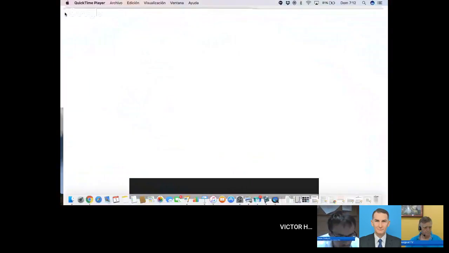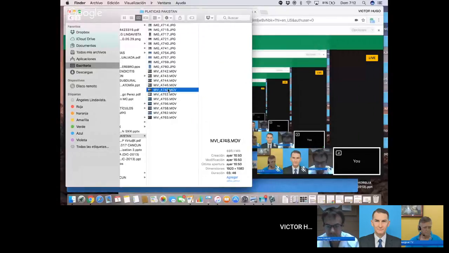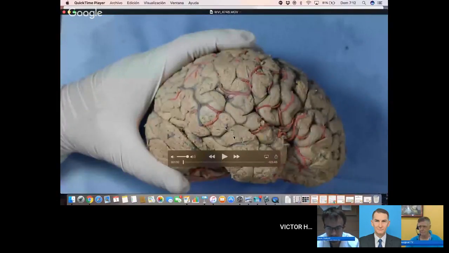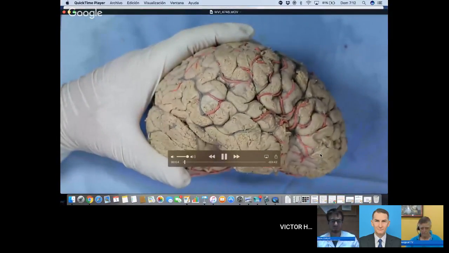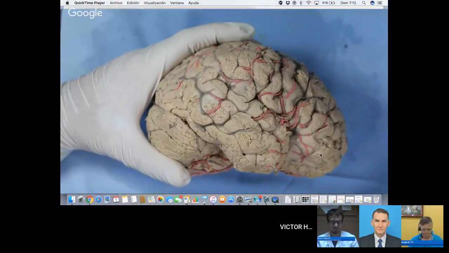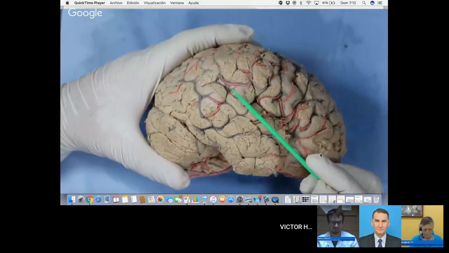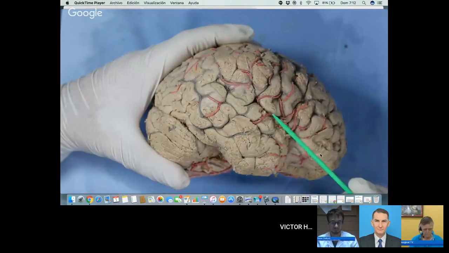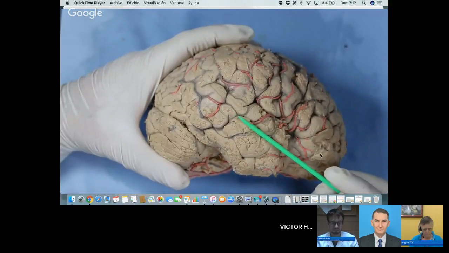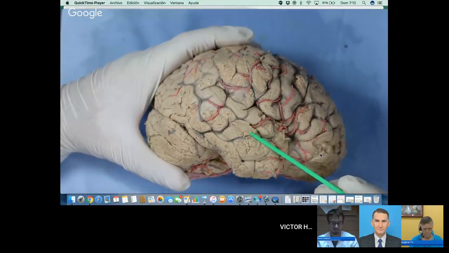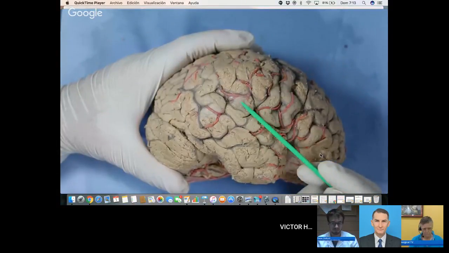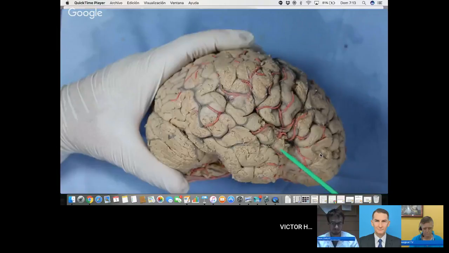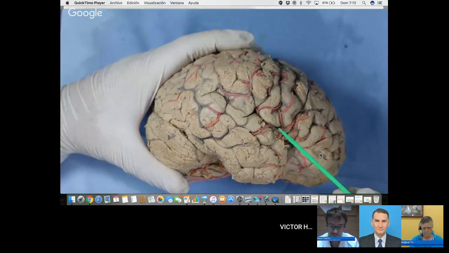Okay, let me show you one more. This is the temporal lobe. The uppermost part of this temporal lobe is concerned with hearing. Damage of this part of the brain results in damage to hearing or deafness.